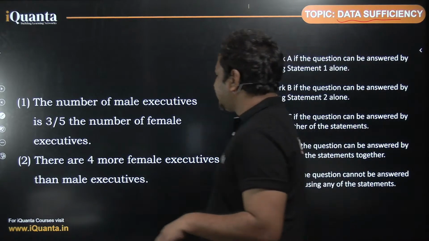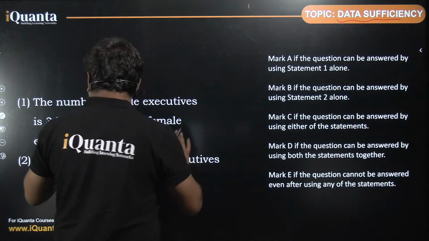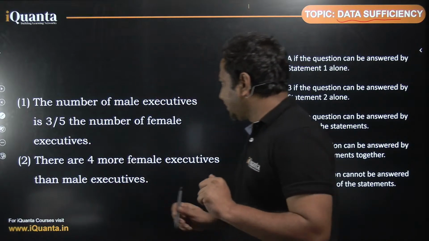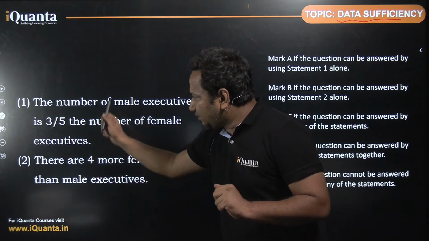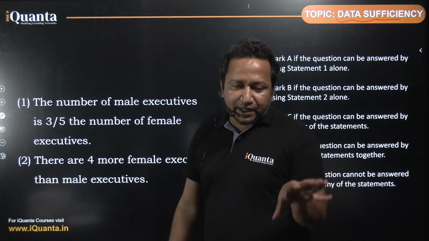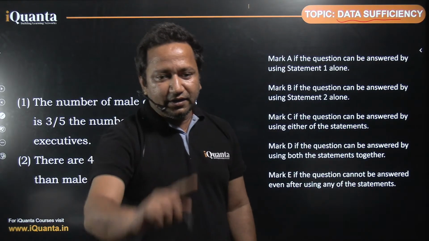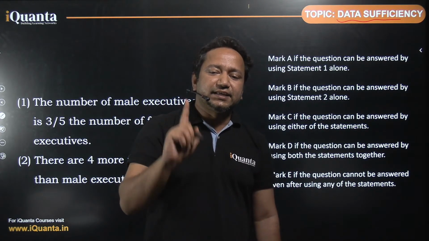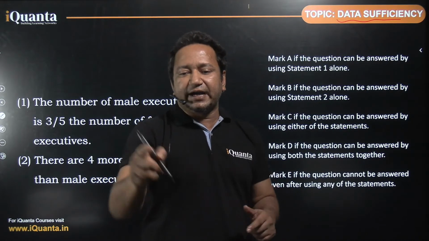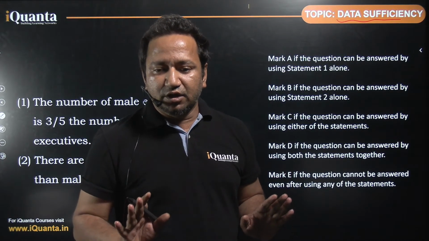See, there are two statements given over here. By using these two statements, we have to find out whether we can find the solution or not. I'm repeating, we don't have to find the solution. We have to find whether we can find the solution or not. Clear?